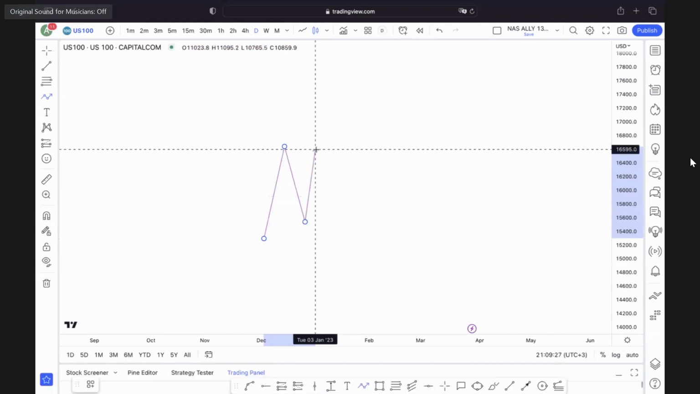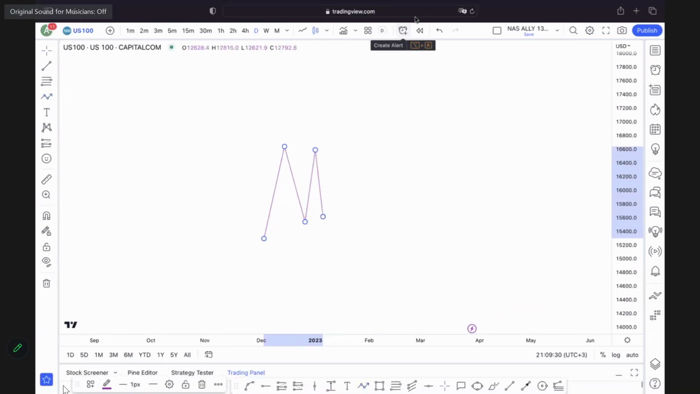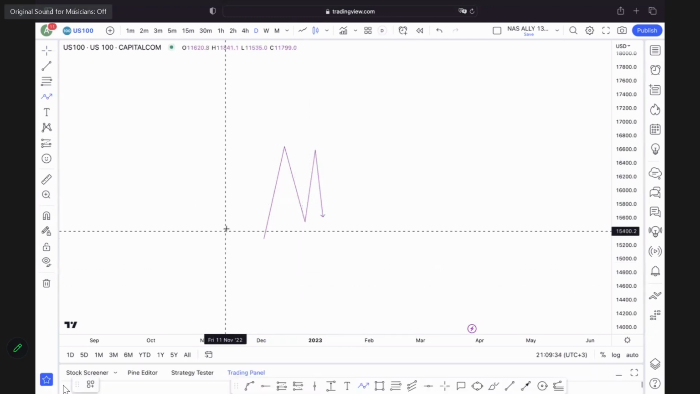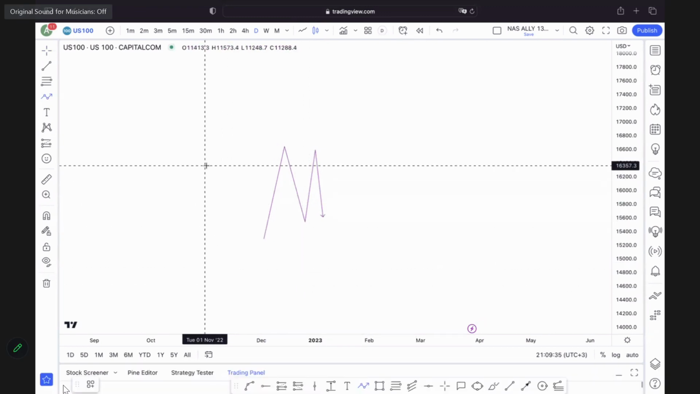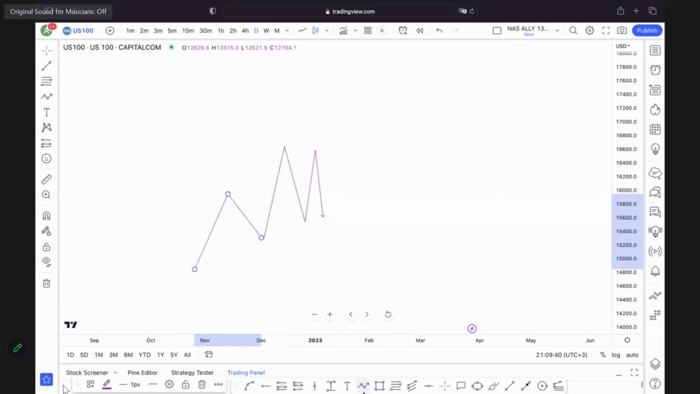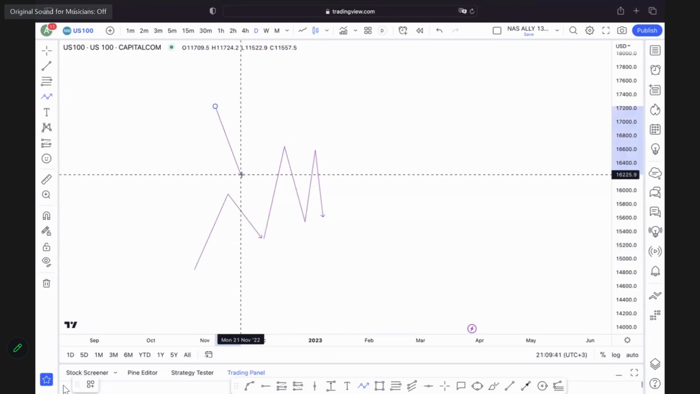Like it doesn't break a high or it doesn't break a low. Yeah. Is the market overall bullish or bearish? So does our structure look like this? Or does our structure look like this?